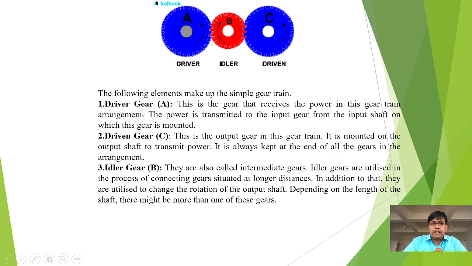The first one is the driver gear. Driver gear will also be mounted on an input shaft. And the driven gear, the second one, is mounted on the output shaft, and the third one is the idler gear. The purpose of the idler gear is to change the direction of motion of the output shaft, or it can also be used to bridge the gap between the driver and the driven.